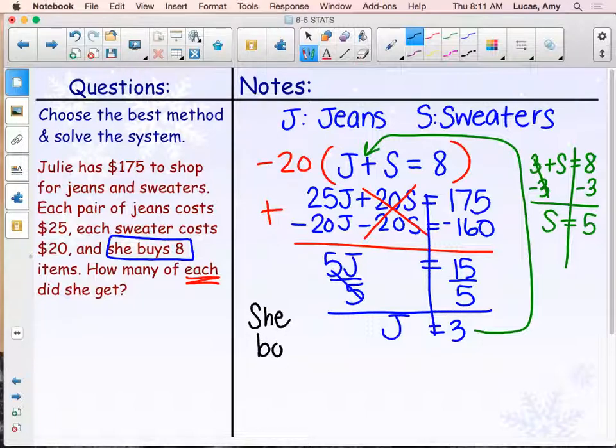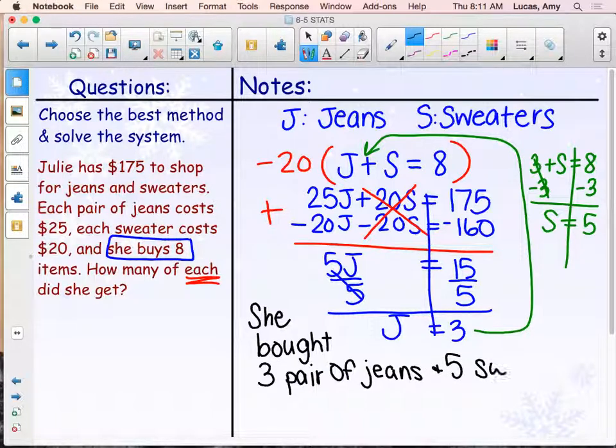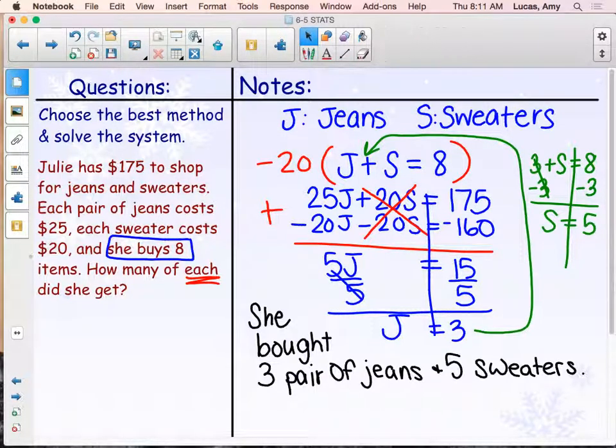She bought 3 pair of jeans and 5 sweaters. You can reread the problem to make sure that it makes sense. She got 8 items. 3 plus 5 is 8. That's perfect. Jeans are $25 each. 3 times 25 is 75. Sweaters are $20 each. 20 times 5 is 100, so $175. Perfect.